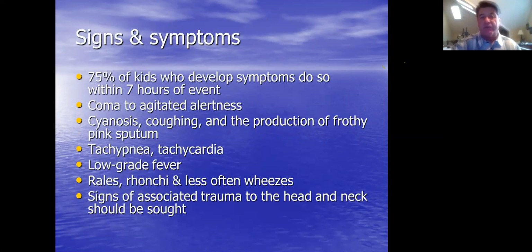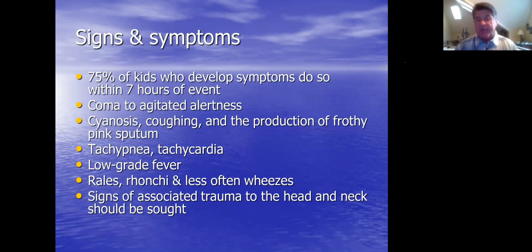75% of kids who will develop symptoms will do so within 7 hours of the event. Why is this important? You're called to a drowning at a house. You pull the child out of the water. Maybe you give a few quick breaths and start CPR. The child coughs water out, and in 5 minutes' time, they look great.